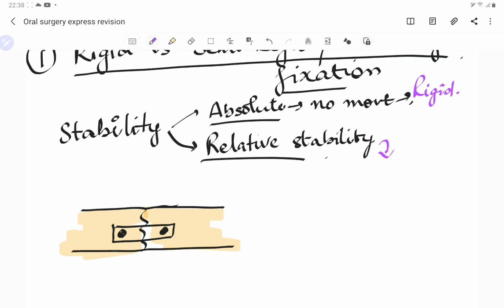But in case of non-rigid, there is some movement during function, when the person is chewing or doing anything. So this is functionally stable, but still there is some micro movement happening at the fracture segments. That we see in case of non-rigid or semi-rigid fixation.